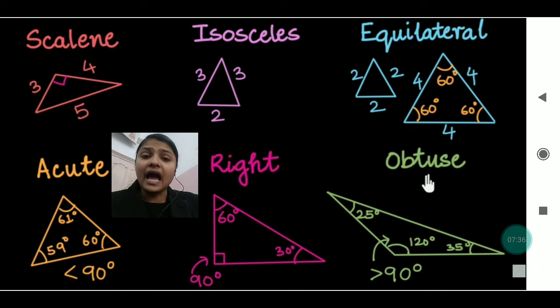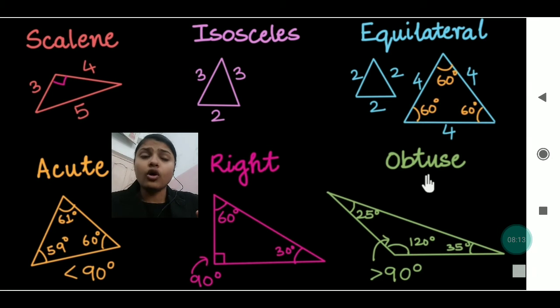When we talk about an acute angle triangle, all of its angles should be less than 90 degrees. When we are talking about a right angle triangle, one angle should be exactly 90 degrees. So this is the right angle triangle.